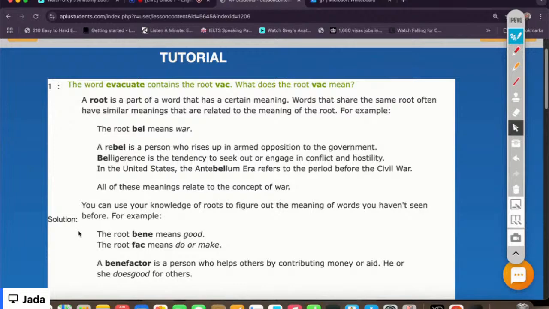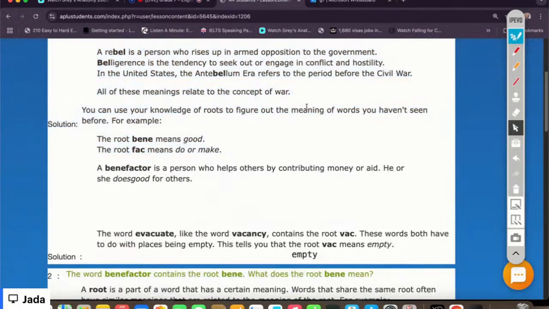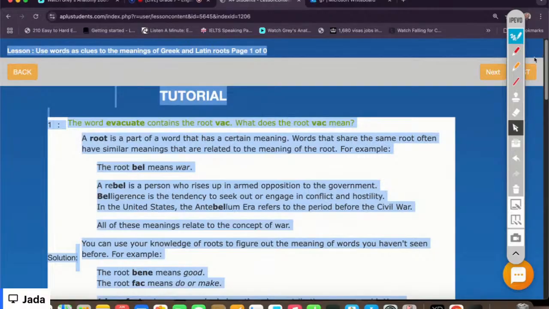For example, we have the root bell, which means war. So we have rebel, a person who rises up in armed opposition to the government. Okay. You can also use your knowledge of roots to figure out the meaning of words you haven't seen before, just like the root bene means good, and the root fact means do or make. Then we have benefactor. Okay, let's look at some examples.